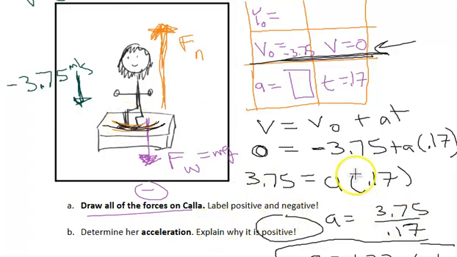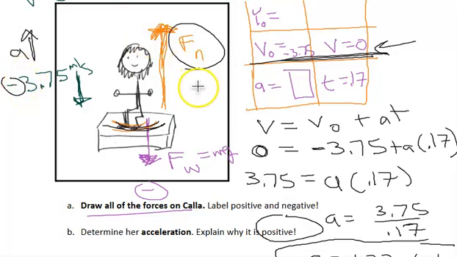Why is it positive? Because she is going down, and in order to bring her to rest, the acceleration and the velocity must have opposite signs, which means, or you can think about, she needs to be pushed upward in order to slow her downward. So the net force has to be upward. So the normal better be bigger than the weight.